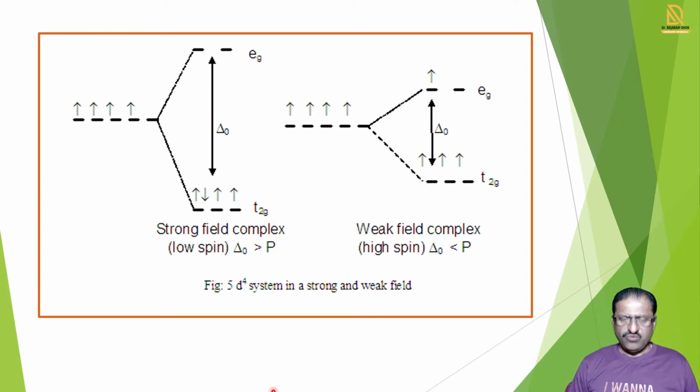So in this way, when we fill electrons in d orbitals, we first have to see whether the complex is strong field or weak field. When it is a strong field complex, the fourth electron fills in T2g. In a weak field complex, the fourth electron is filled in Eg. The same holds in all cases, and here we see different examples of these cases.